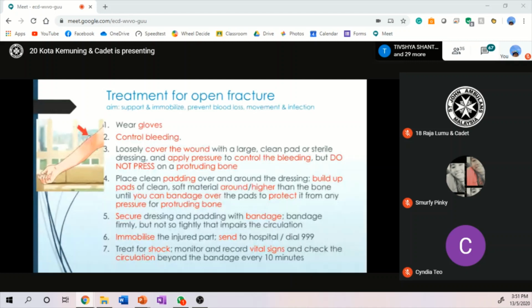You cannot take out the first layer because some of the blood has already dried. When you fall down, you bleed already, right? Then your wound will be fixed, and the padding will stick on the wound. So if you remove it, it will be very painful. So just stack it up and stack higher than the bone until you can bandage all over the wound.